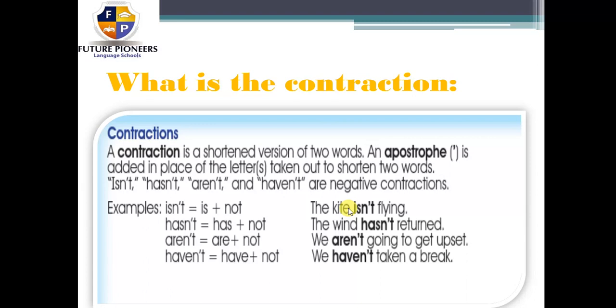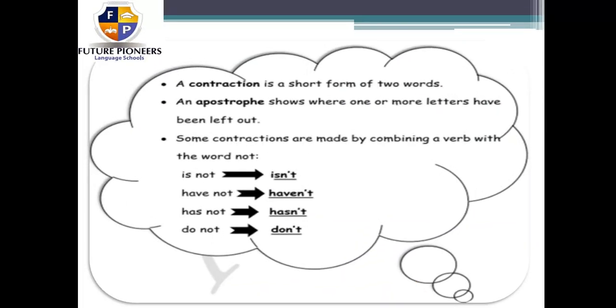The kite isn't flying. The wind hasn't returned. We aren't going to get upset. We haven't taken a break. That's it. Instead of writing two words, you're going to shorten them and add an apostrophe in place of the letters you have taken out. Let's move to the next slide.